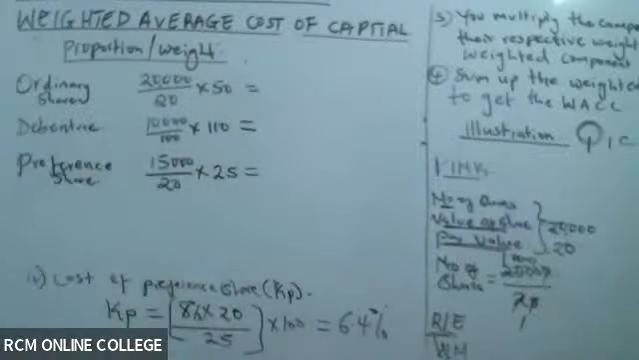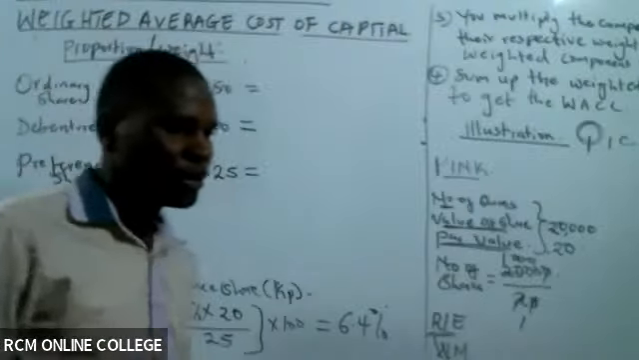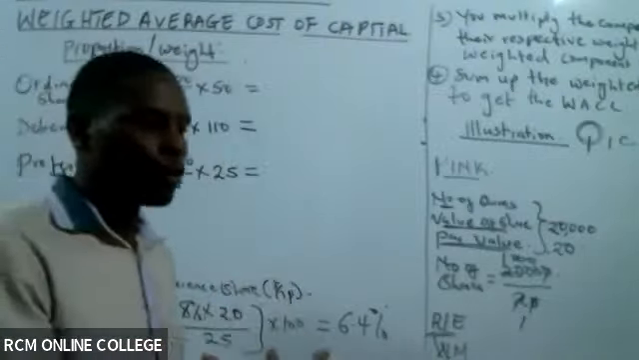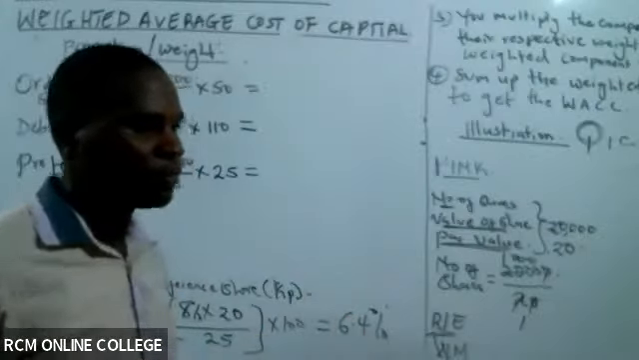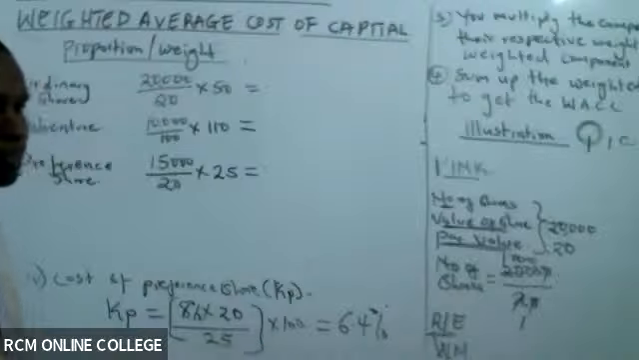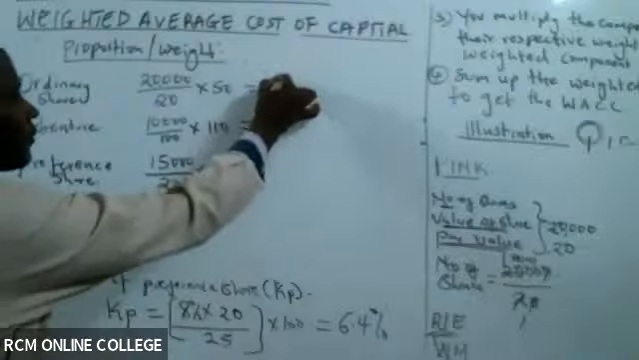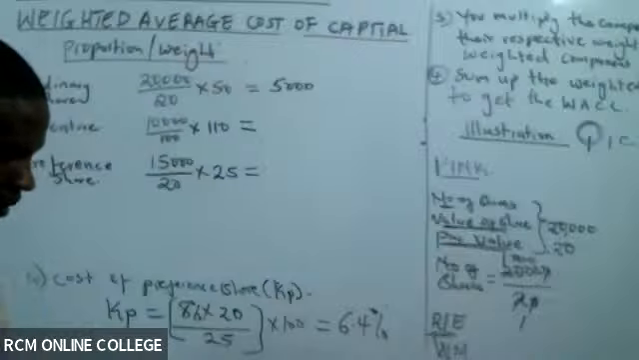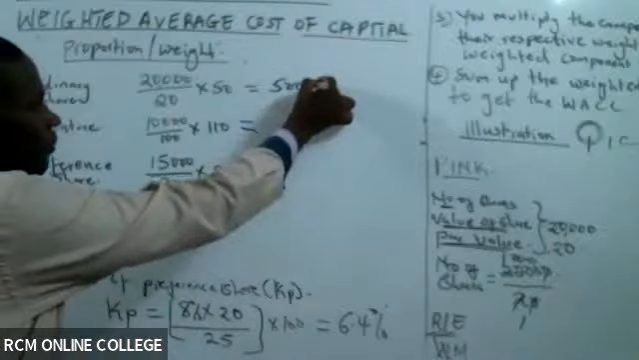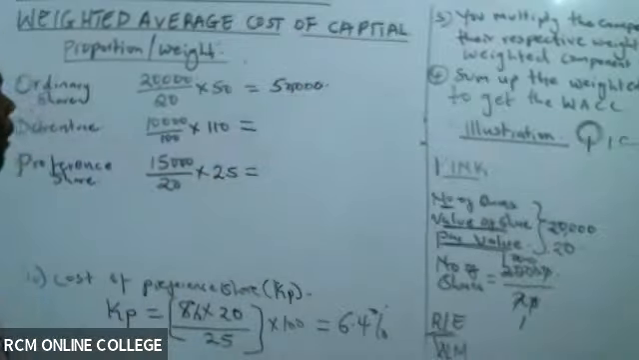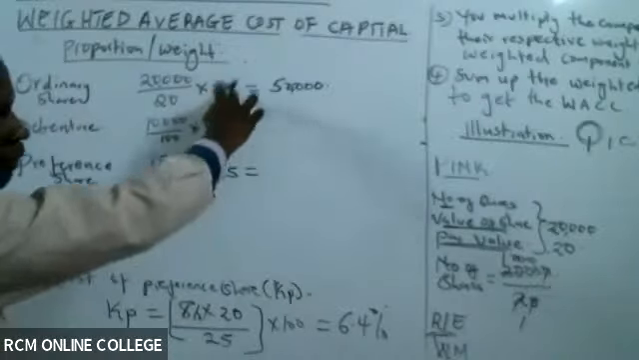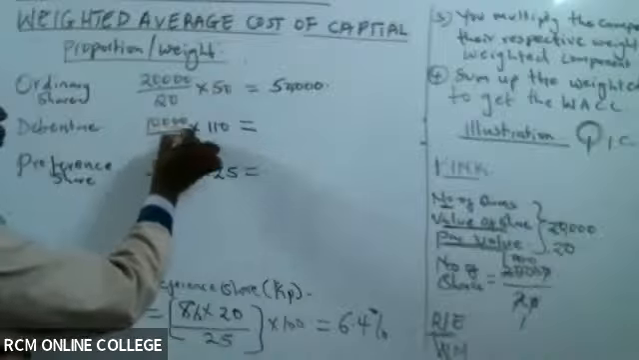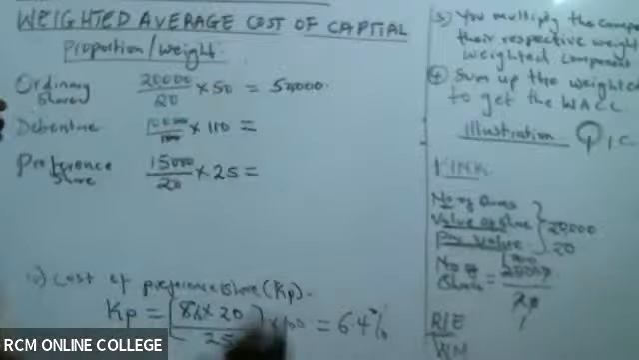So give me the value of ordinary share. Remember, tunataka tujue proportion ya each component kwa hii our capital structure. Value of ordinary share ni ngapi? 50,000, right? Hii ni 50, eh? What about hii? Hii tutoe hii na tutoe hii. Itakuwa 11,000, eh?